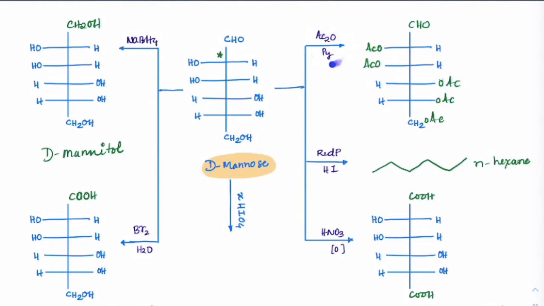With anhydride, we will get the ester form at all these 5 alcohol places. Red phosphorus and HI will give n-hexane. With dilute HNO3, primary alcohols and aldehydes both will get oxidized. NaBH4 reduction will take place. With Br2 in water, CHO will oxidize to COOH.